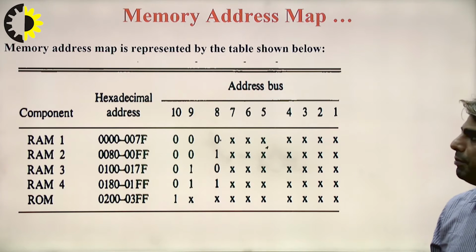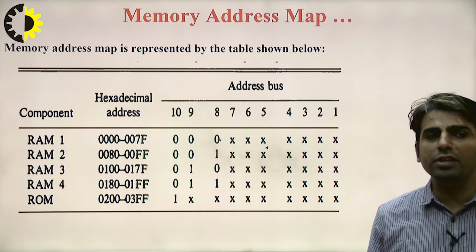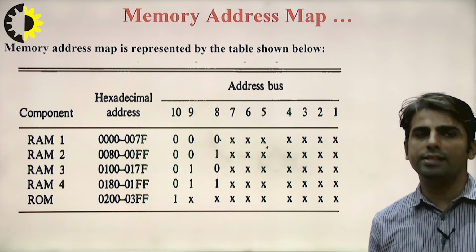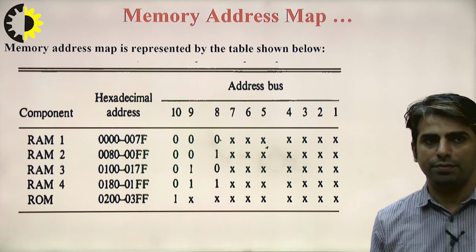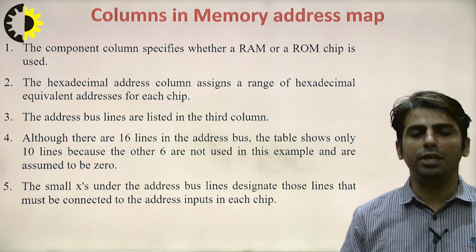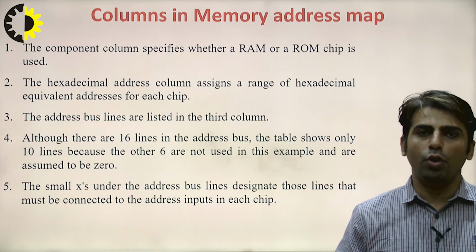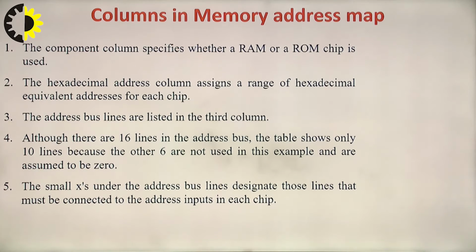This is a memory address map. It has a few columns. The very first column is our component column. The second one is hexadecimal addressing. Third is address bus. The component column specifies whether a RAM or ROM chip is used. Whether in the required size of the memory we do need a RAM or ROM chip. It will specify whether a RAM or ROM chip is used.